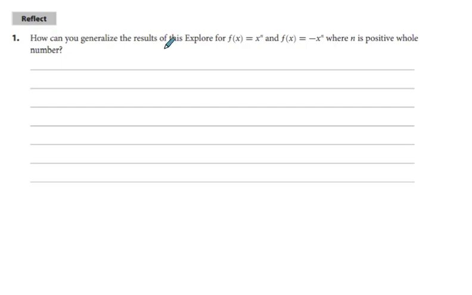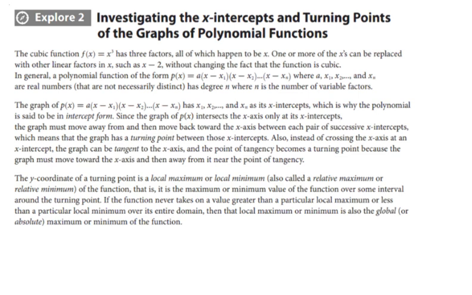Next, how can you generalize the results? I'm not going to go there. And now we'll talk about turning points, x-intercepts and turning points. And so you get some technical language. I'm going to go with turning points is where the function will change from increasing to decreasing, or from decreasing to increasing. And x-intercepts would be where the graph of the function touches or crosses the x-axis.